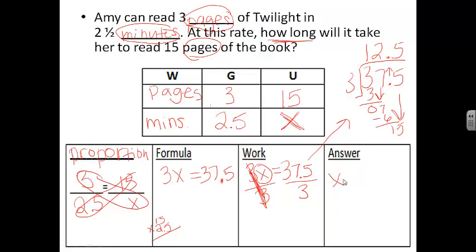Okay, x, which is my variable, x equals 12 5/10, or 12 and what? 1/2. So 12 5/10 or 12 and 1/2 minutes. That's how many minutes it took her to read 15 pages. Okay, so here's my answer. That's how long it took her to do that.